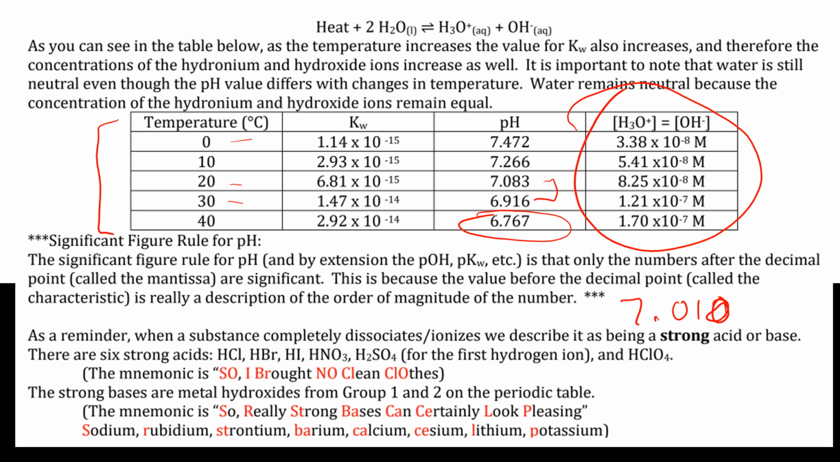A way to remember when a substance is to be considered a strong acid or base, it needs to dissociate or ionize completely. So your strong acids and bases are listed. You have HCl, HBr, HI, HNO3, H2SO4 for the first hydrogen ion, and HClO4. Strong bases are the group 1 and group 2 on the periodic table. So sodium, rubidium, strontium, barium, calcium, cesium, lithium, and potassium. So those are the ones that ionize completely when they're put into solution. So that means that they won't have an equilibrium constant because they are completely dissociated.